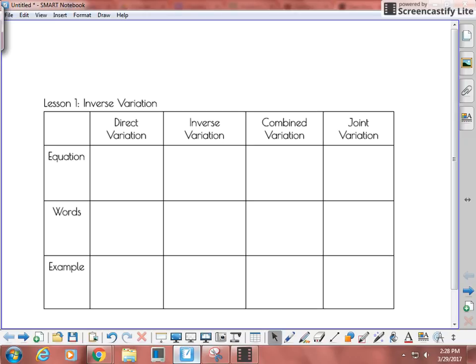The next chapter that we're working on deals with variation. Today we're going to go over direct, inverse, combined, and joint variation. So to start with, direct variation's equation is y equals k times x.